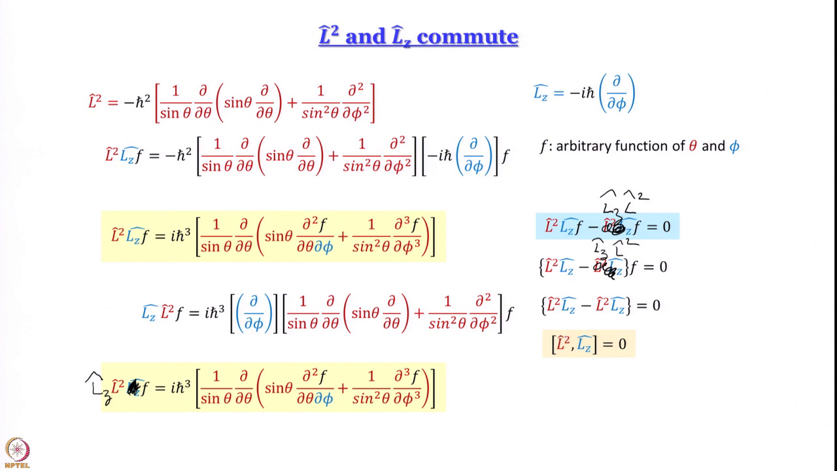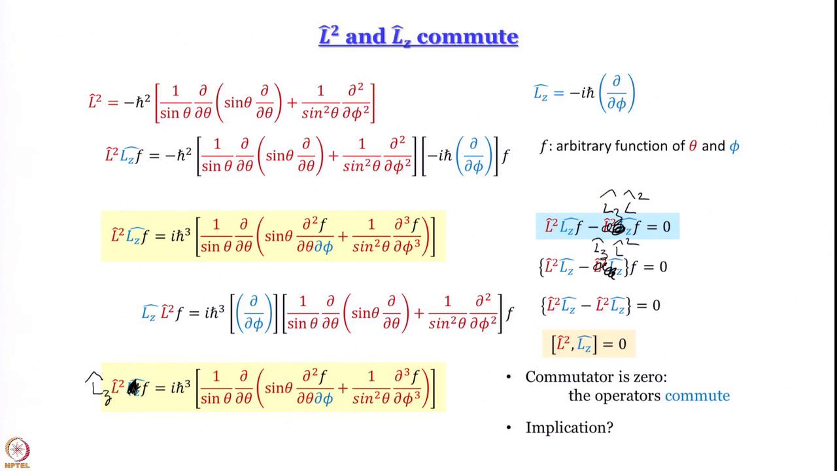Commutator just means, for two operators A and B, A B minus B A. That is a commutator. You write it as A comma B. So, the L square and L z commutator is equal to 0. The commutator is 0, the operators commute, same thing. Now, the question that is logical to ask after so much discussion is, so what? All right, the commutator is 0, and how does it matter?